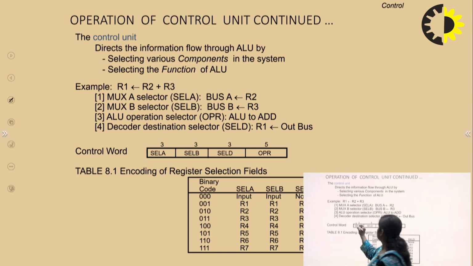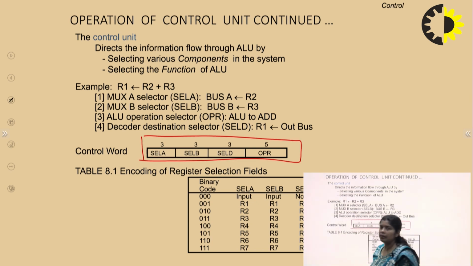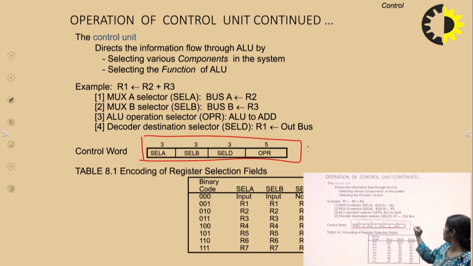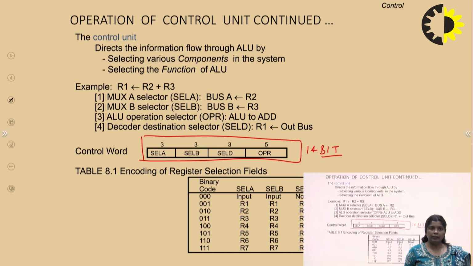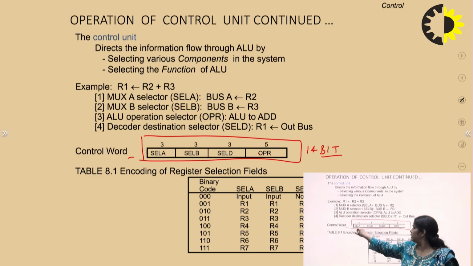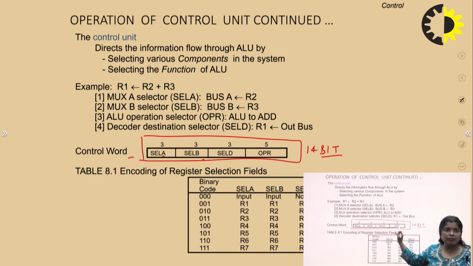First of all, this is the control word. The control word is a 14-bit value. As you know, a simple word contains a 16-bit value, and a word is the smallest unit for data storage. Here the control word is stored in the control unit, and it is a 14-bit value. The first input value is 3 bits, the second input is 3 bits, the third is the result, and whatever operation is going to be performed is the OPR. So select A, B, D, and OPR. This is the 14-bit control word.